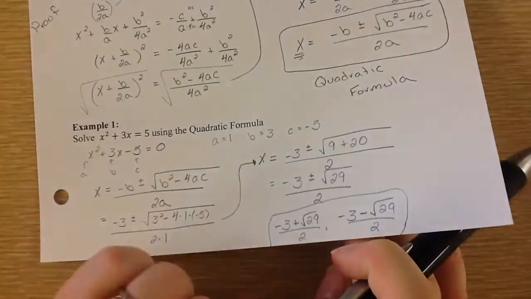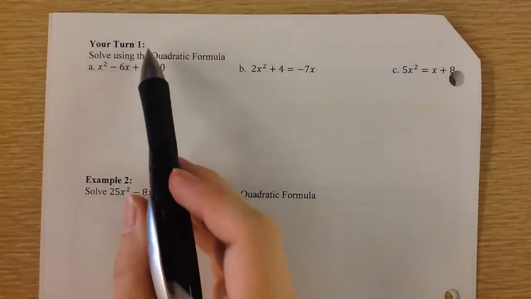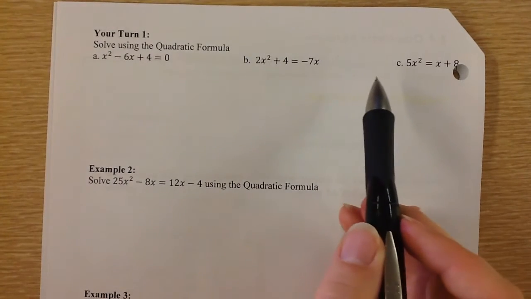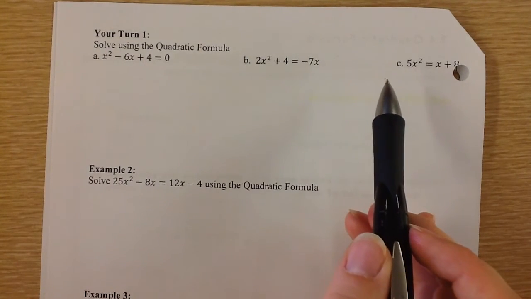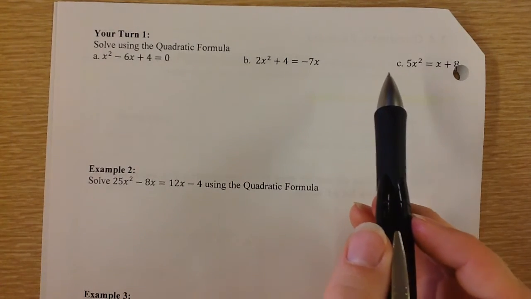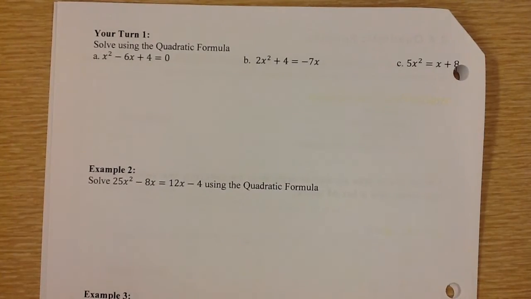Nice. Okay, let's go ahead, next problem. Now it is your turn to do some problems. So now you have your turn number 1, problems A, B, and C. I want you to do all 3 of those, again, using the quadratic formula. Every time you use the quadratic formula, please write it down. Identify where your A, your B, and your C are, and just plug them in and simplify.